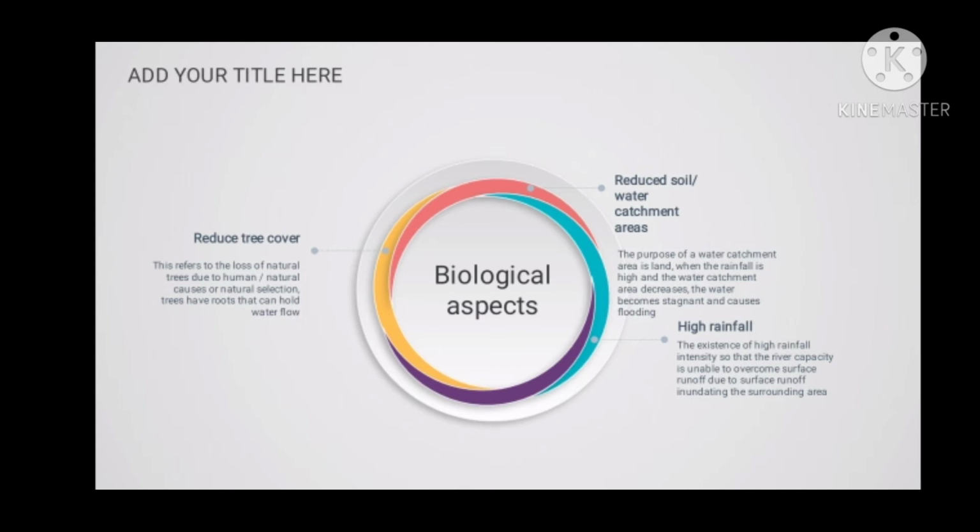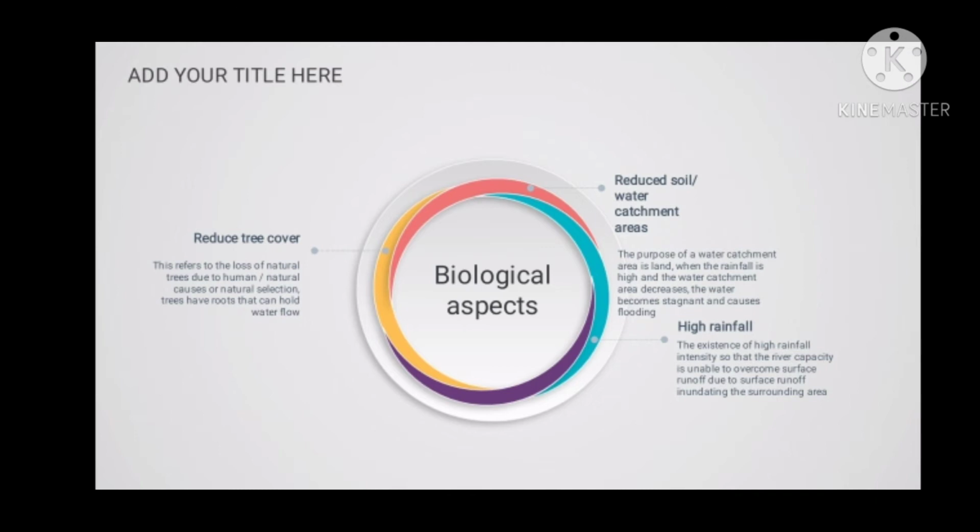First, the reduced soil water catchment area. A water catchment area is land. When the rainfall is high and the water catchment area decreases, the water becomes stagnant and causes flooding. Then, high rainfall. The high rainfall intensity means the river capacity is unable to overcome surface runoff, so the surface runoff inundates the surrounding area.